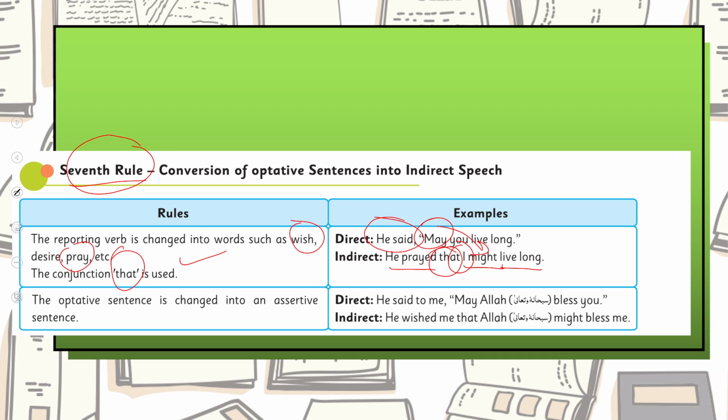The optative sentence is changed into an assertive sentence. When you have an optative sentence, you will convert it into an assertive sentence. For example, he said to me, may Allah bless you. He wished me that Allah might bless me. This is how you change an optative sentence, a prayer, into an assertive sentence with positivity and present tense.